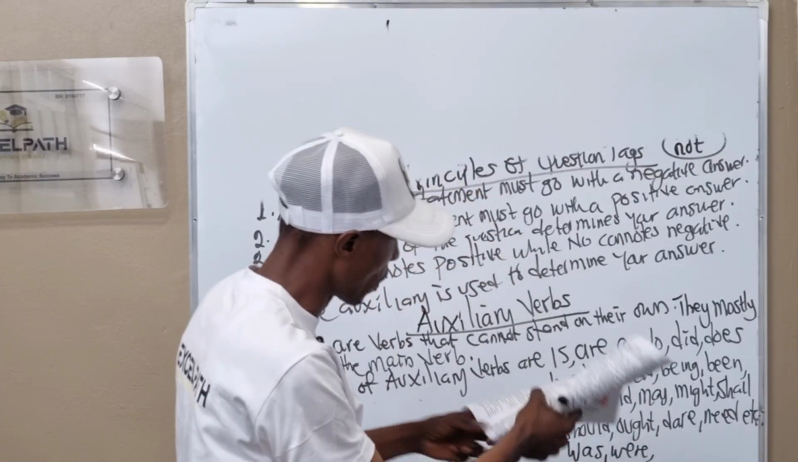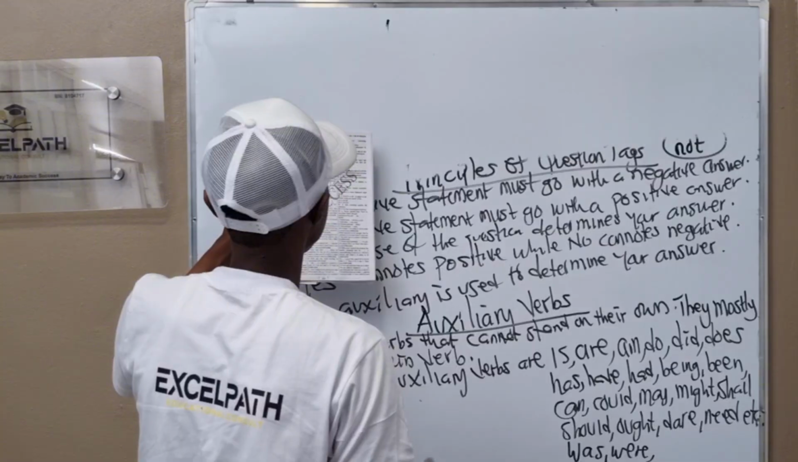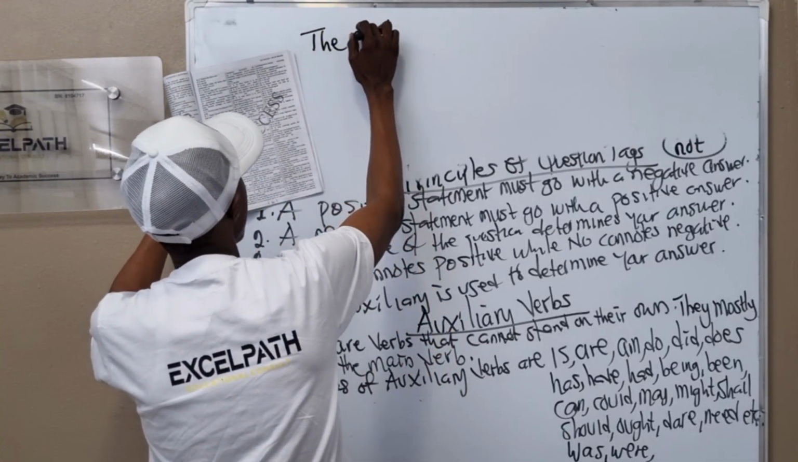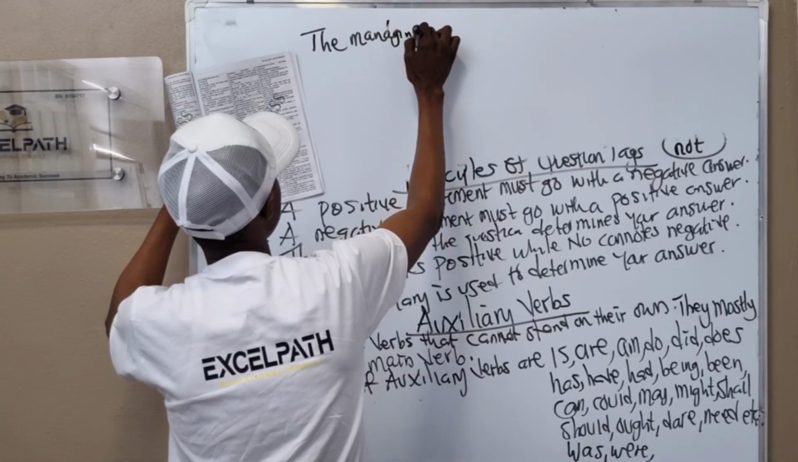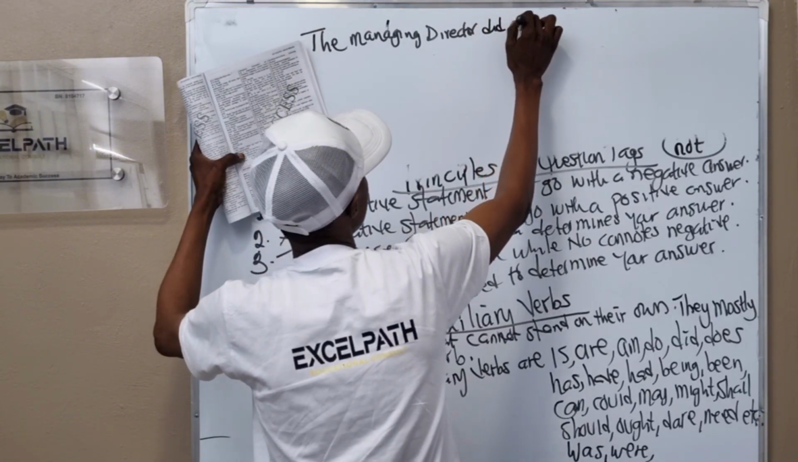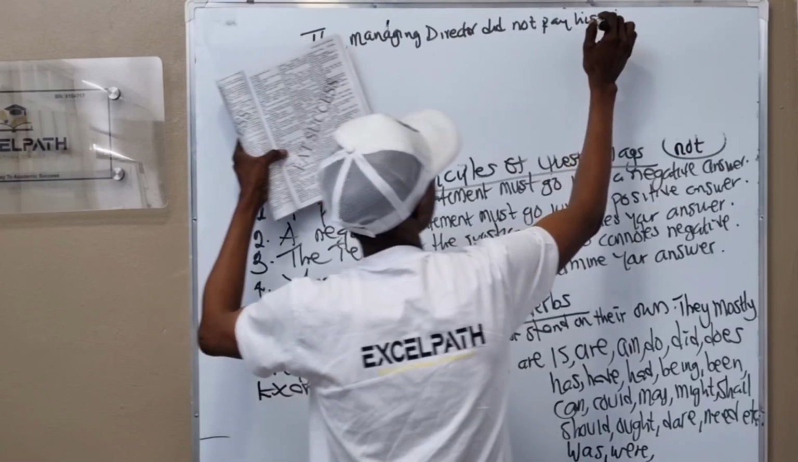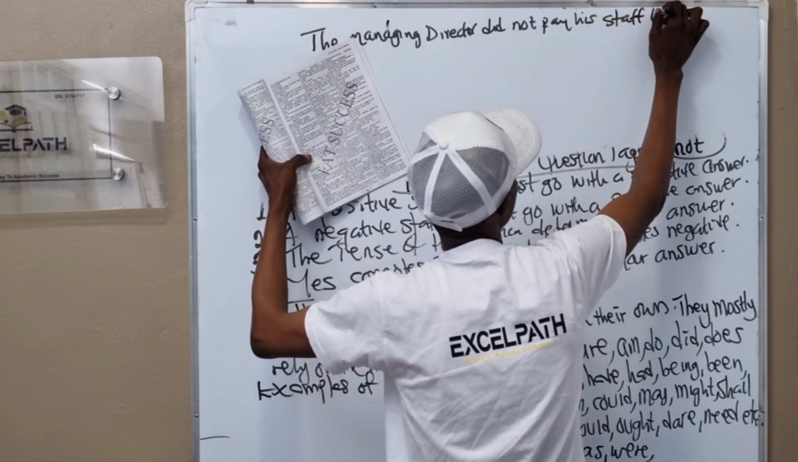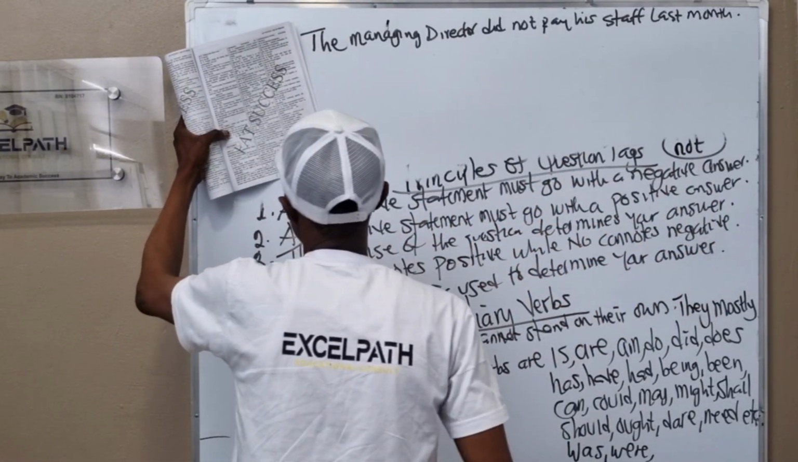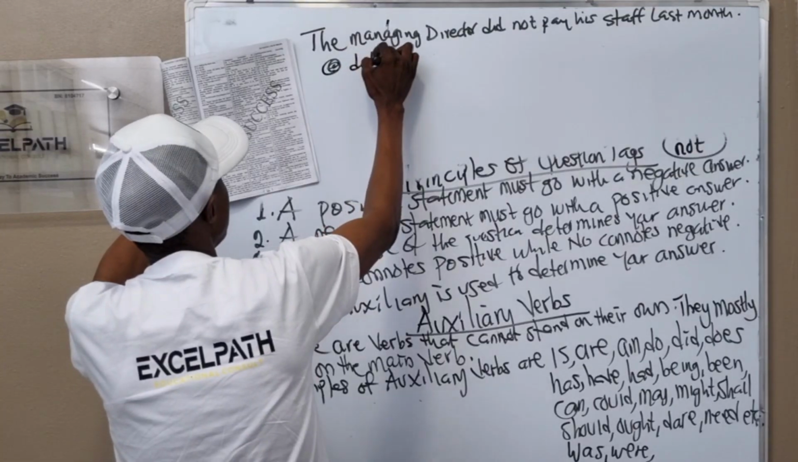Now, let's see this question in 1978, question 76. It said the managing director did not pay his staff last month. Option A, didn't he?